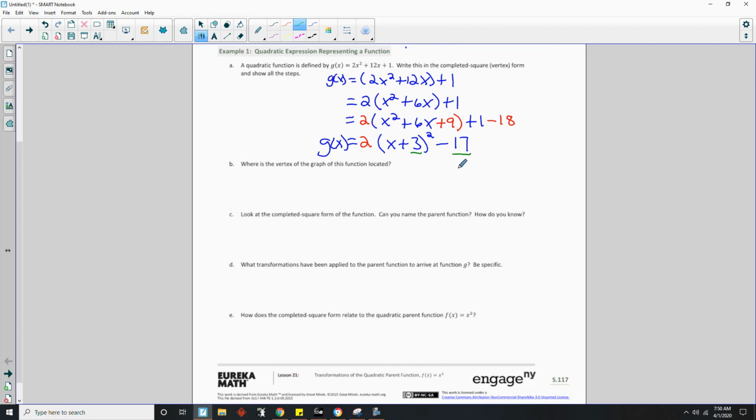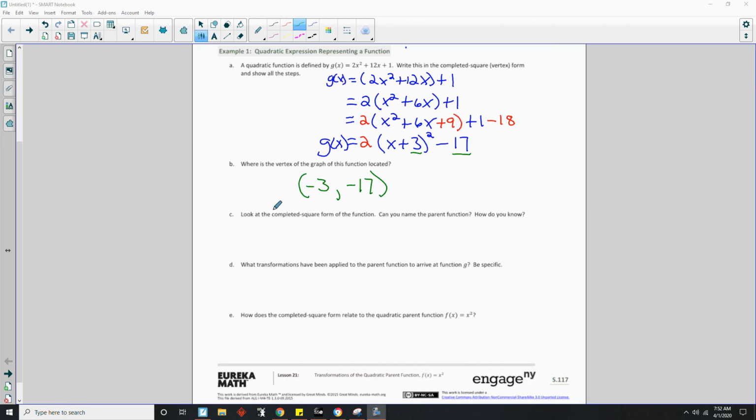So the vertex is the point h comma k. Well, it's x minus h. So if h is 3, then it's going to be x minus a negative 3 to make that positive. So remember, it's always opposite sign when we're in parentheses. So it's going to be negative 3 comma. The 17 is not in the parentheses, so I use the same sign, which is minus 17. So this quadratic has a vertex at the point negative 3, negative 17.